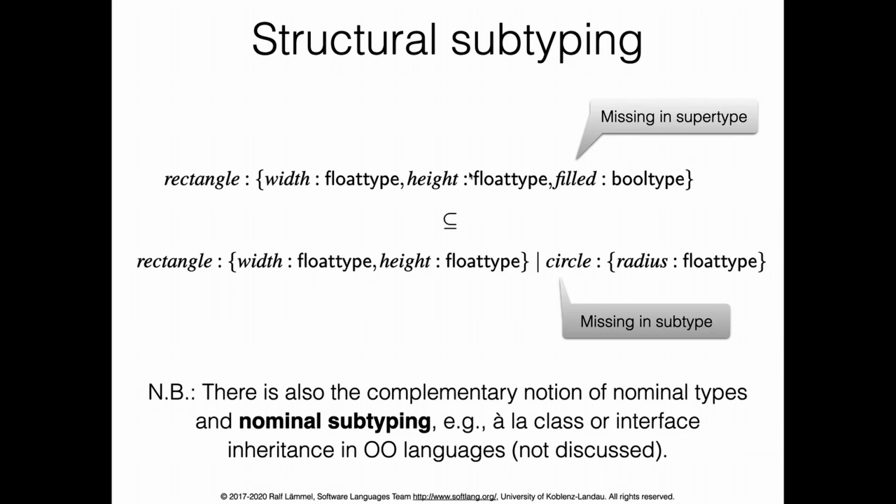Likewise, the subtype has an additional component filled, and the function doesn't know anything about this additional component because its contract is based on the supertype without filled. So the fact that the function may receive something that has an additional component is not at all a problem. As long as all the components are still there that it assumes are there, everything is fine. So this is quite cool. We now have a notion of subtyping for records and variants.